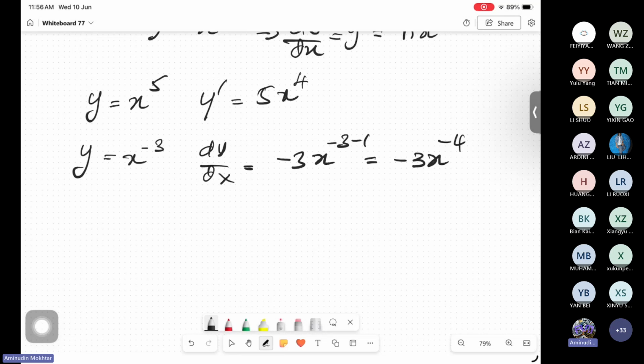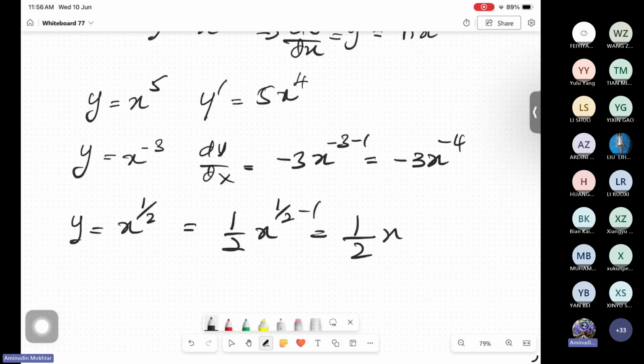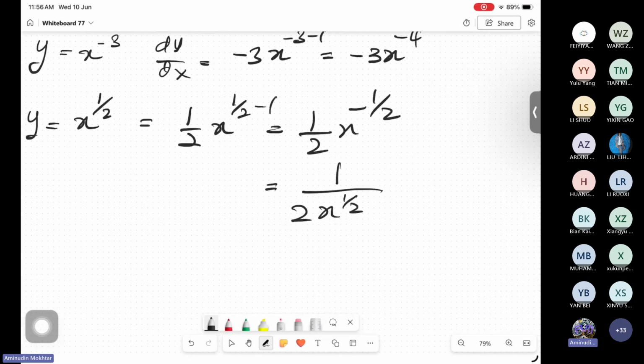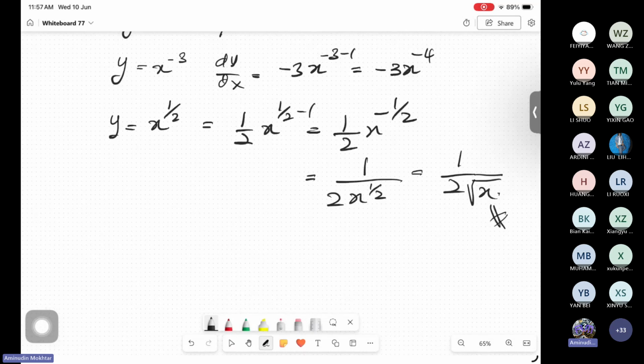The next example, let's say I have y equal to x to the power of 1 over 2, 0.5. The answer is 1 over 2 x to the power of 1 over 2 minus 1. So this equals 1 over 2 x to the power of negative 1 over 2, which can also be written as 1 over 2 times square root of x. That is the correct answer for this example, the derivative of the power of x.